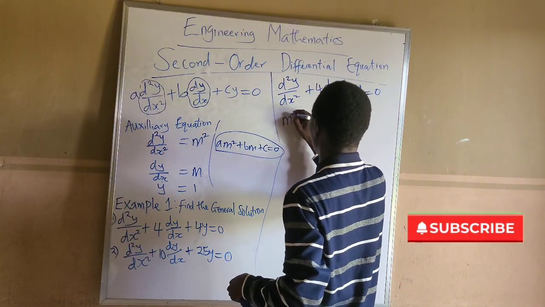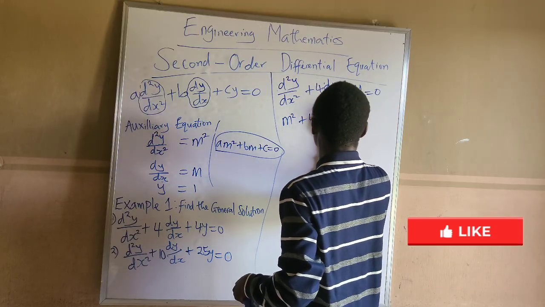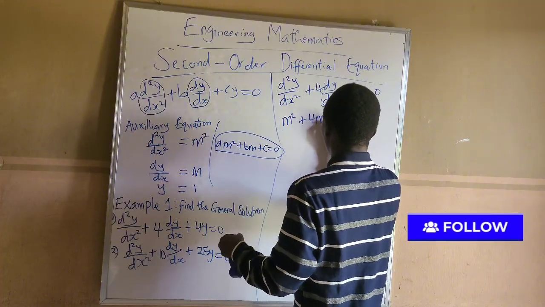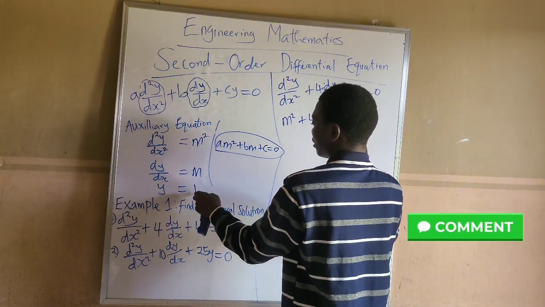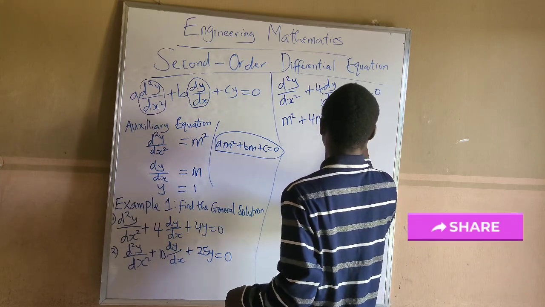Plus 4. Now what is our d y over d x? Our d y over d x is equal to m. So it will be 4m plus 4. What's our y? We said we should take our y to be 1. That is 4 times 1, which will still give you 4, equals 0.